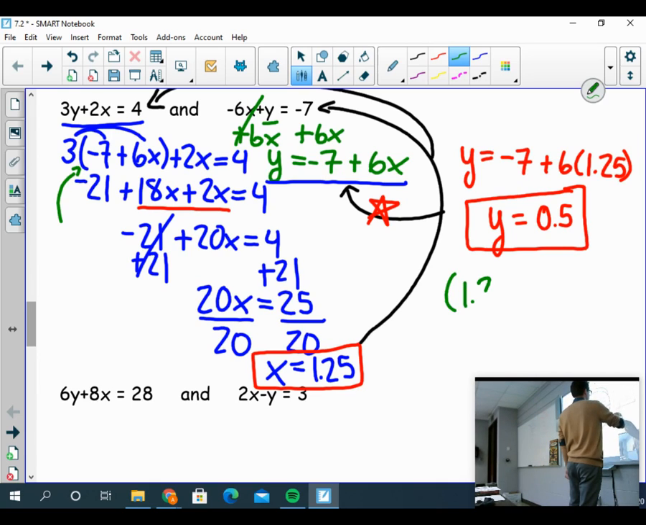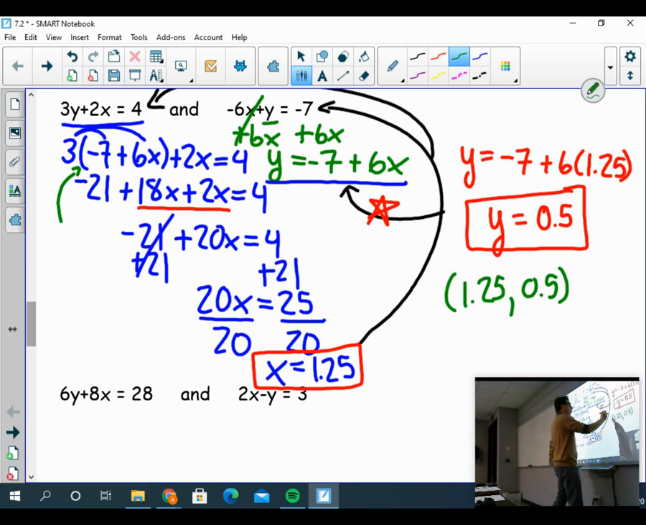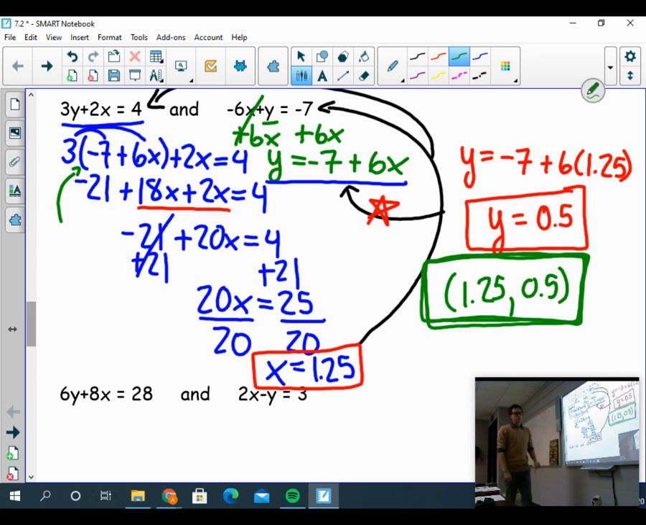So what's my ordered pair? My solution, 1.25, 0.5. Or 1.25 is the x, 0.5 is the y. Now, what goes without saying, or what I haven't said yet, again, what is the context of these numbers? What do I mean when I say they're the solution? I mean, these are the two numbers for x and y that I can plug into the original equations, and they will make those equations true. No other numbers will do that.